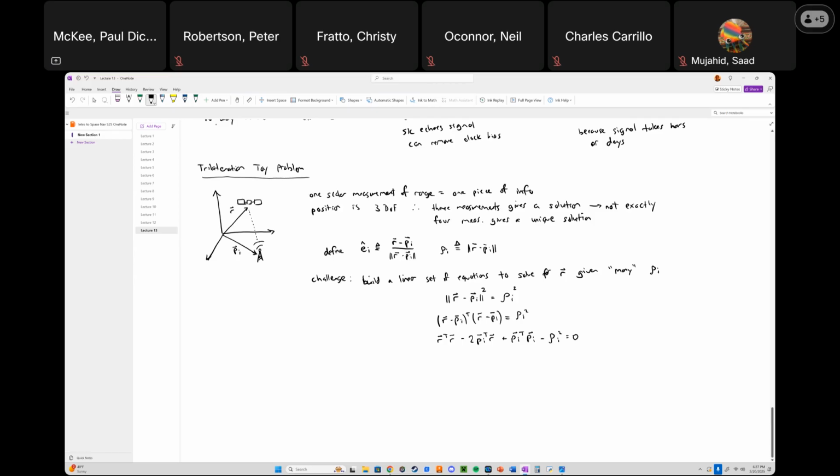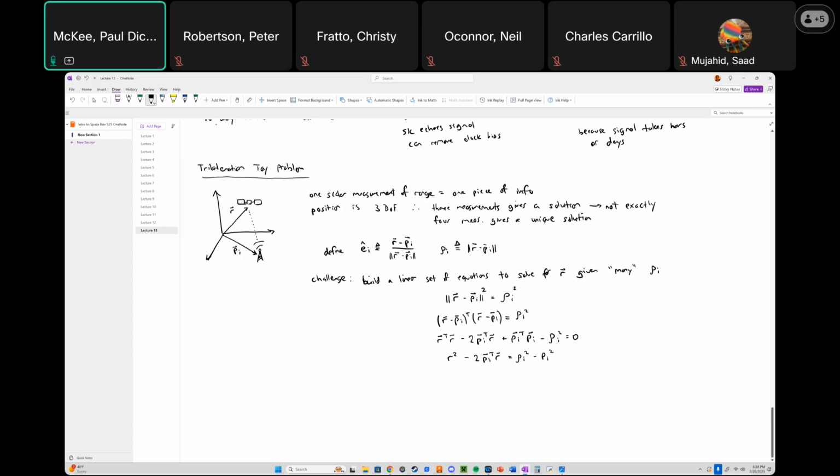Or actually, let's work it this way here. R transpose R is just the scalar R squared. Okay, here, this is negative 2 pi transpose R. And then pi transpose pi, that's just the scalar pi squared. It's the position scalar squared. So I'm going to rework this to, it's actually rho I squared minus pi squared, like so. And believe it or not, we're basically done at this point.